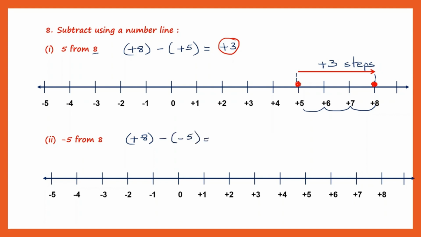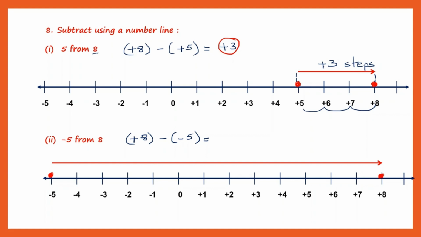So first thing we do is we mark these two integers, plus 8 and minus 5, on the number line. So we have plus 8 here and we have minus 5 at the other end because it's a negative number. Now we are going to move from the second integer, which is minus 5, all the way up to plus 8. So let's draw that line. We have moved. Now how many steps did we take to move? 1, 2, 3, 4, 5, 6, 7, 8, 9, 10, 11, 12, 13. So we took 13 steps to move from minus 5 to plus 8.